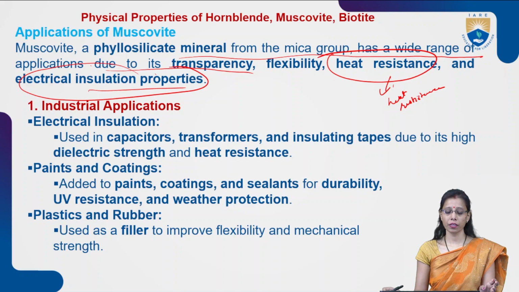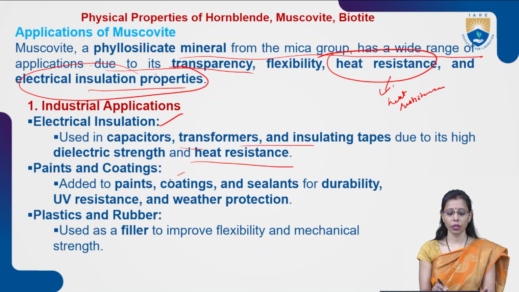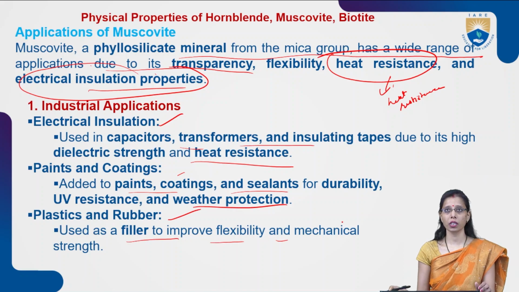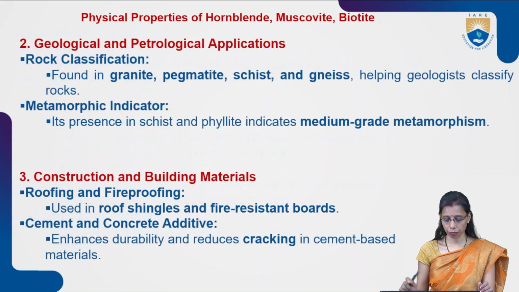Now, in the industrial applications, if you see, it has electrical insulation, used in capacitors, transformers, and insulating tapes due to its high dielectric strength and heat resistance. Paint and coatings: added to paints, coatings, and sealants for durability, and it has UV resistance and weather protection. Plastic and rubber: used as a filler to improve the flexibility and the mechanical strength of the rubber or plastic.